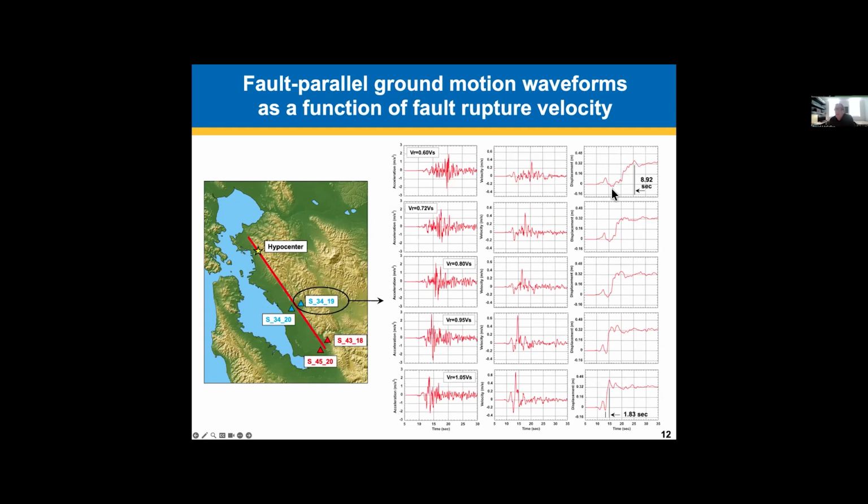But what we see here now, in terms of the fling step, at the low velocity of rupture, is a very long, relatively slow rise time to that peak displacement. As we increase the velocity of rupture, that rise time shortens because the velocity is higher and you're integrating a large velocity pulse. So it shortens and the amplitude gets larger. So that characterizes how these ground motions affect the characteristics of the motion at that site.